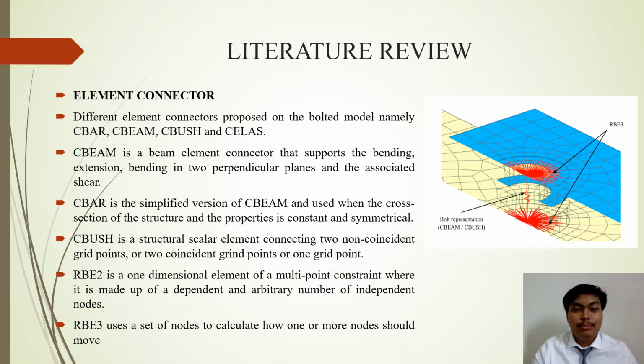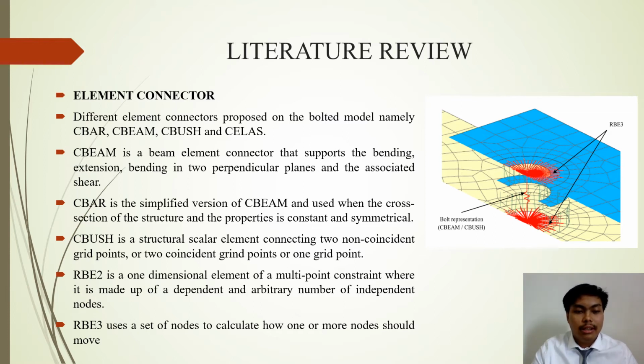C-bar is the simplified version of C-beam and is used when the cross-section of the structure and the properties are constant and symmetrical. C-bush is a structural scalar element connecting two non-grid points, or two coincident grid points, or one grid point. RBE2 and RBE3 are placed on the bolt's head and nut, which doesn't require any properties inserted on them.